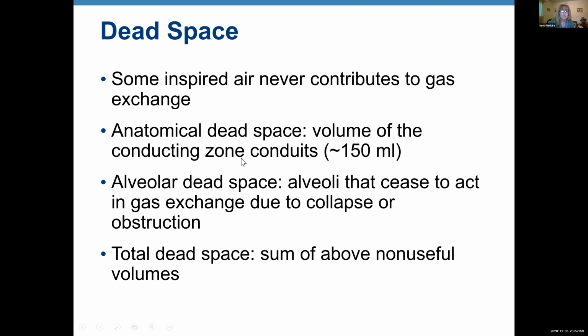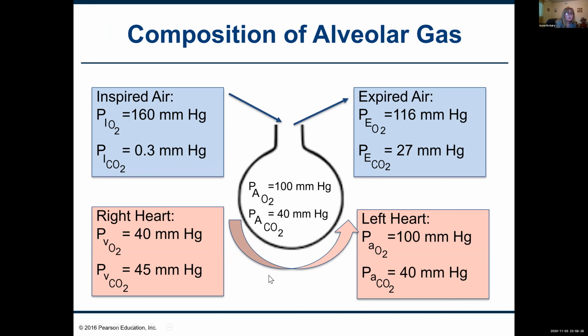Bronchi, bronchioles, that's anatomical dead space. And we can also have alveolar dead space. This is when some alveoli cease to act in gas exchange due to collapse or obstruction, right? Total dead space is the sum of anatomical dead space and alveolar dead space. So dead space is the volume of air that never contributes to gas exchange, right? Okay.